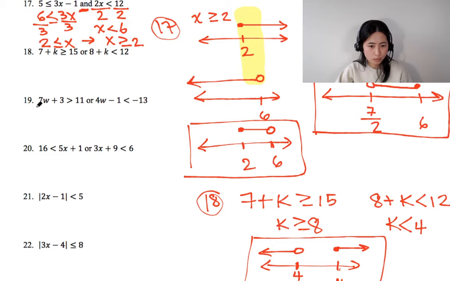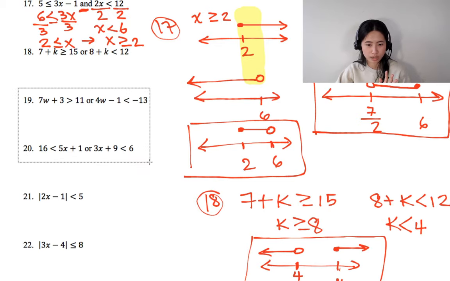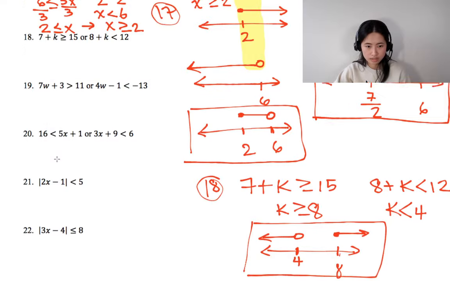For number 19, we have 7w plus 3 greater than 11, or 4w minus 1 less than negative 13. Okay, since we don't have any more spaces, we're going to move this. Copy. There we go.